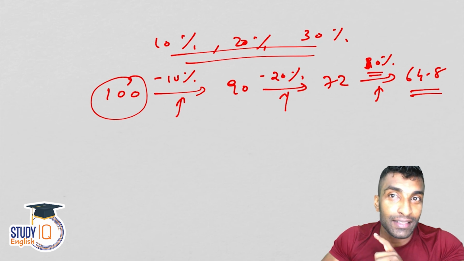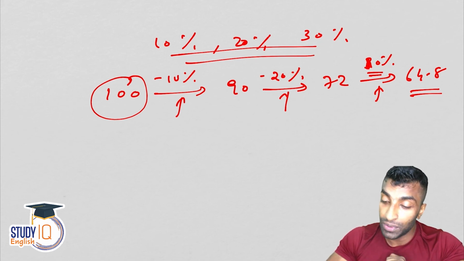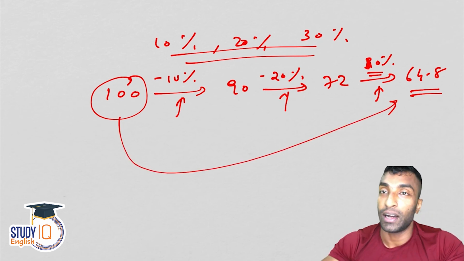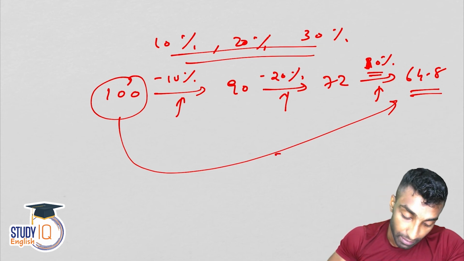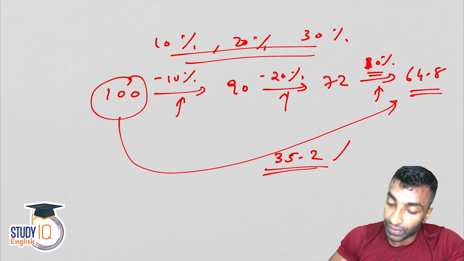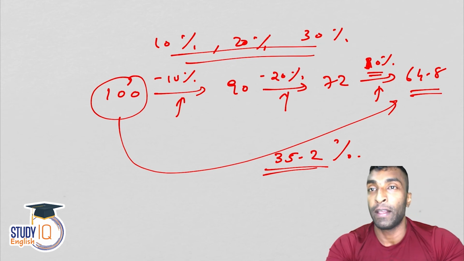So this is the final price. This is not the discount. So what is the total discount? It is this difference, 100 minus 64.8, which is nothing but 35.2. That is the discount which is given in this case.